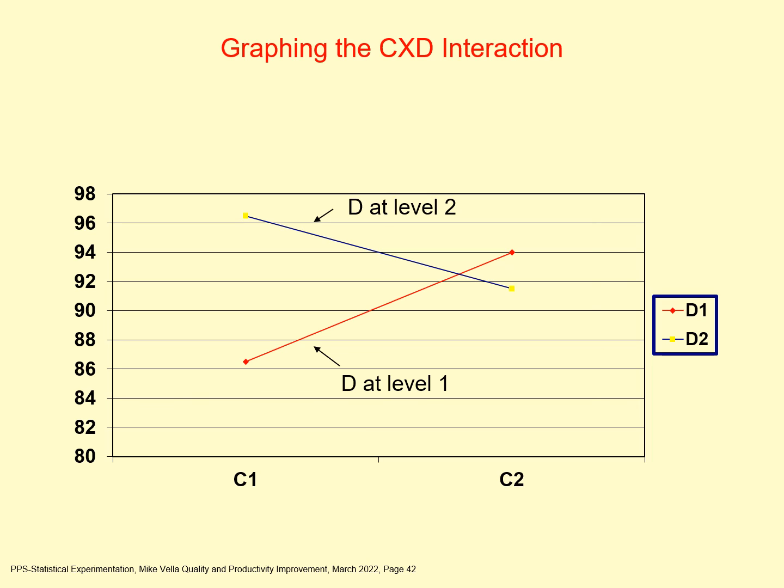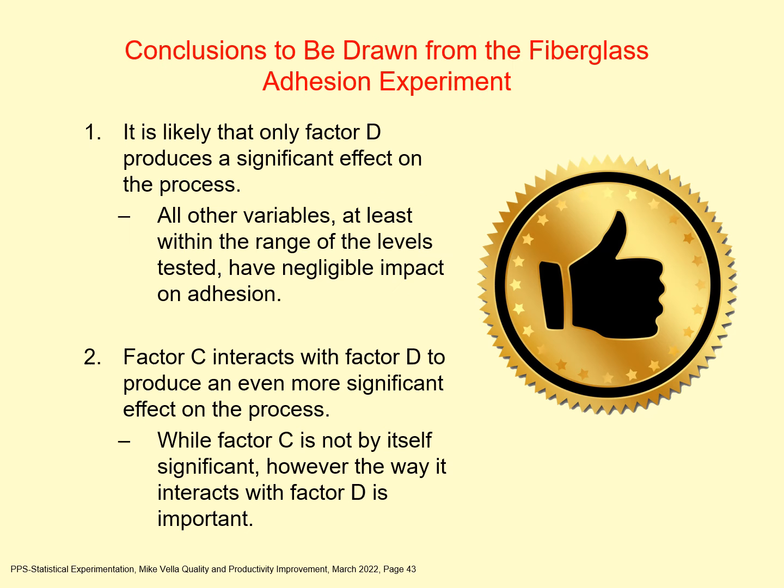Graphing interactions is very interesting. So you see our 2 lines, D at level 1 and D at level 2, cast against factor C at level 1 and C at level 2. So it's likely that only factor D produces a significant effect on the process. All other variables, at least within the ranges of the levels tested, have negligible effect on adhesion. However, we know that factor C interacts with factor D to produce an even more significant effect on the process. While factor C is not by itself significant, the way it interacts with D is very, very important.